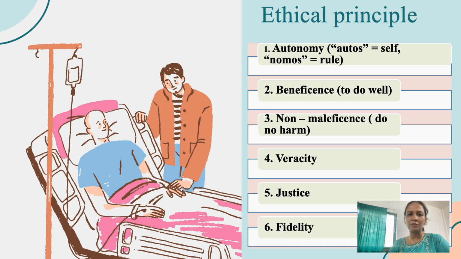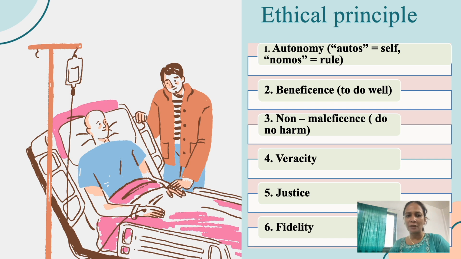For example, if the patient is undergoing any surgical procedure, they have to sign the informed consent. In the informed consent, all the information regarding the surgical procedure will be provided. Next one is beneficence, to do well. Any nursing procedure must benefit the patient, providing kindness and goodness. For example, raising the side rail will prevent the patient from falling from the bed. Checking the expiry date will prevent the patient from side effects.